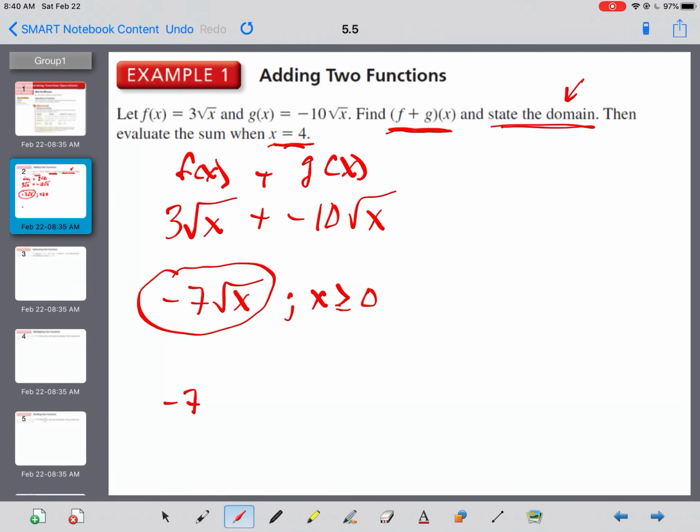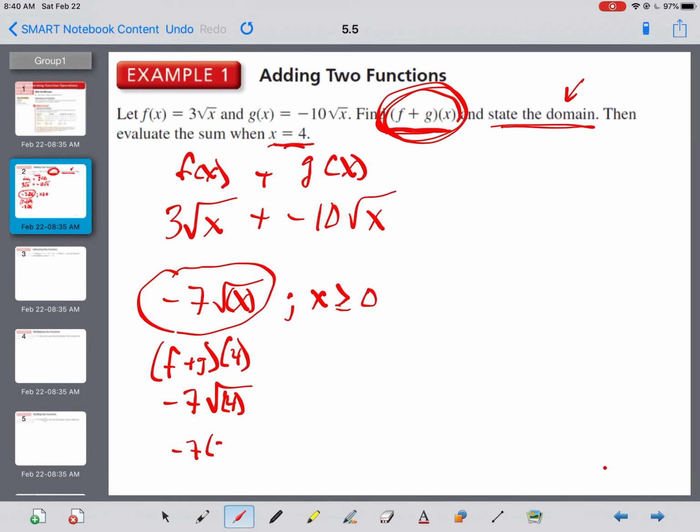So negative 7 square root of 4. It would look like f plus g of 4. So instead of this f plus g of x like they had, instead of the x, what we're doing is plugging in 4 where x was. Okay, so my x was inside here. I'm just going to plug it in right there. And I'm going to do the square root of 4. So that's negative 7 times 2, which is negative 14.